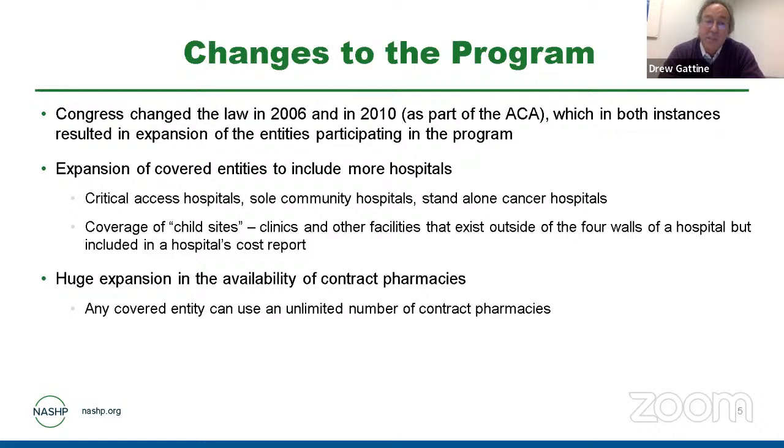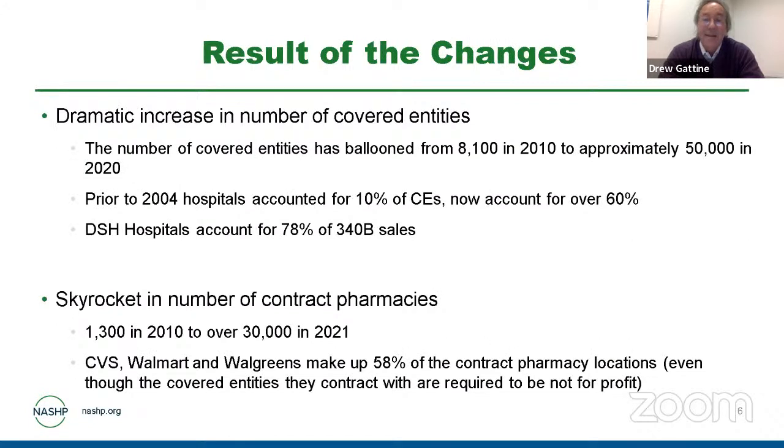And again, one of the huge expansions was the availability of contract pharmacies. Really the door has been opened up very, very widely now that allows covered entities to use any number of contract pharmacies. Next slide. And again, the results have been significant. The number of covered entities overall has grown from about 8,100 in 2010 to 50,000 in 2020.